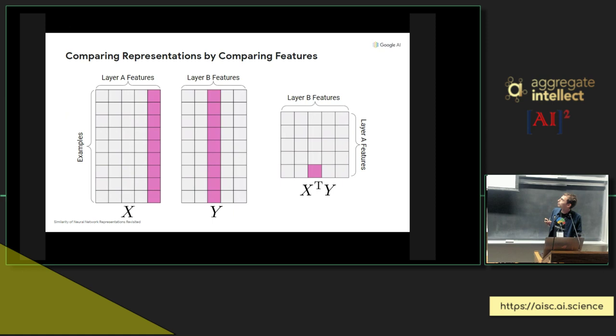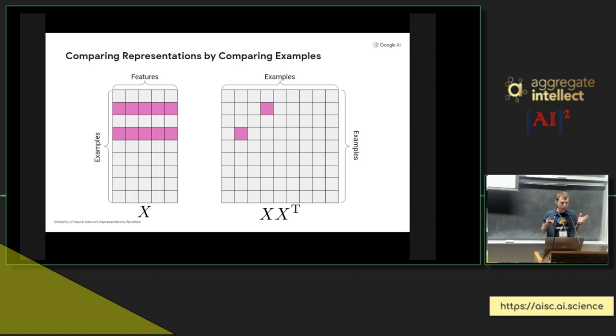But there's another way we could think intuitively about comparing these representations, which is for each of these neural network layers, we can take the dot product between all possible pairs of examples. So we measure similarity between the examples and not the features. And this gives us this examples by examples matrix XX transpose. It measures the inter-example similarities according to this neural network layer. In machine learning, sometimes people call this a Gram matrix. In neuroscience, we would call this a representational similarity matrix.